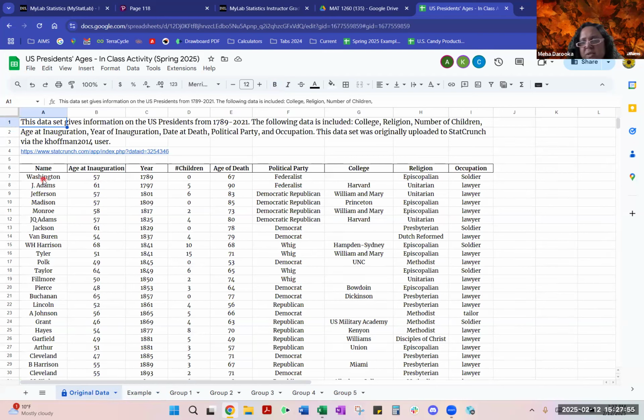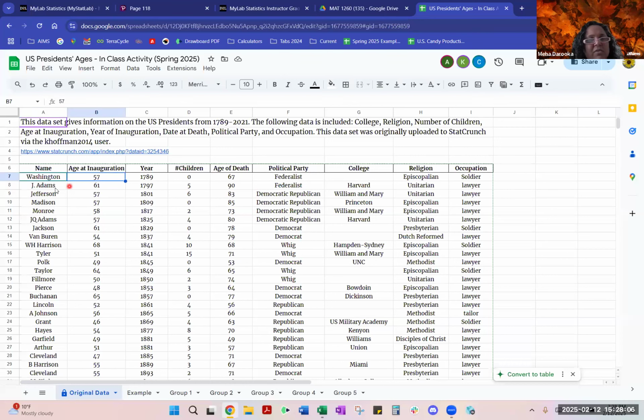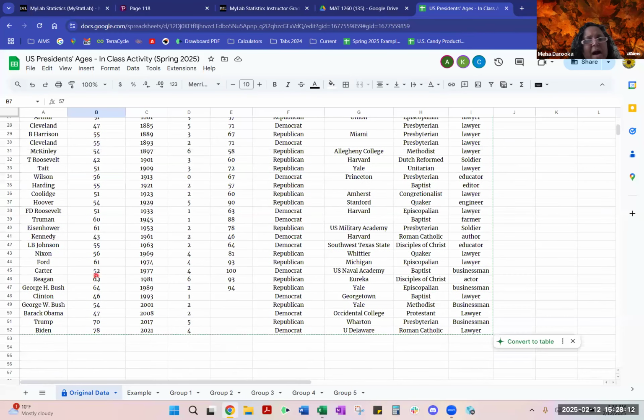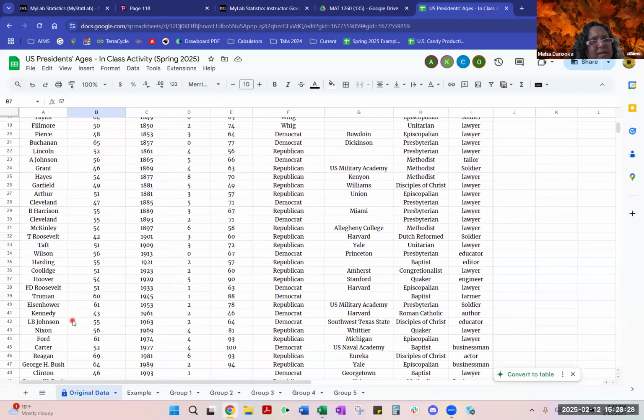So you can see we're starting out with George Washington. And I'm on the original data page here, guys, which you should hopefully be able to see. George Washington was 57 at the age of his inauguration, and we go down through all the different presidents. This data set actually only went up to, I think, Clinton or George W. Bush. I don't remember, but I added the last 3 presidents. Now, the one thing you should notice here is President Garfield. Was it Garfield? It was one of those G presidents.